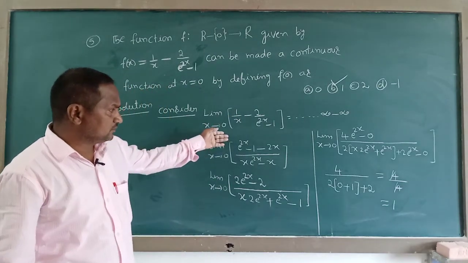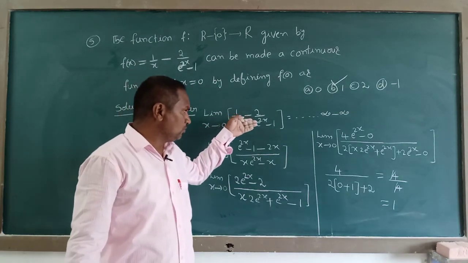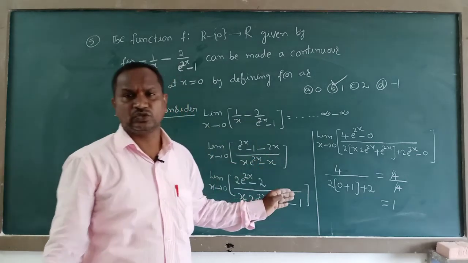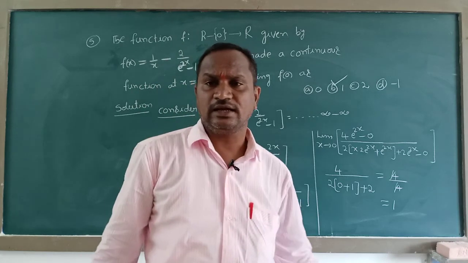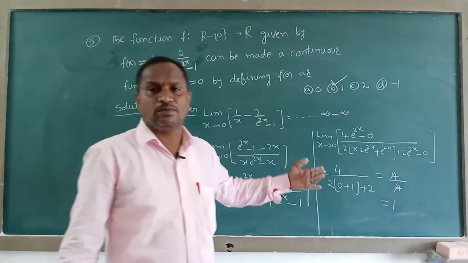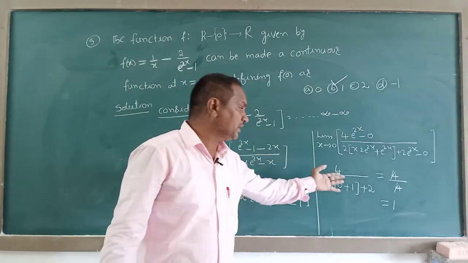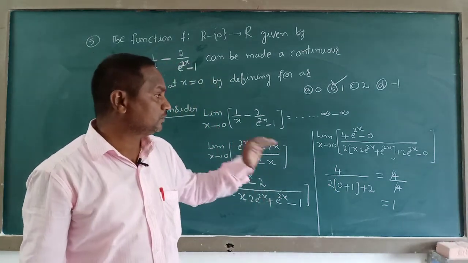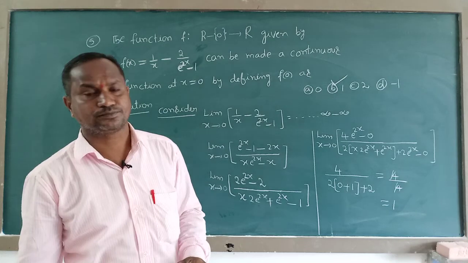The first time we applied L'Hospital rule, we did not get the answer directly, and again we got 0 by 0 form. To cancel that 0 by 0 form, we again had to apply L'Hospital rule, and finally we got the number 1. Like that we solve this question.